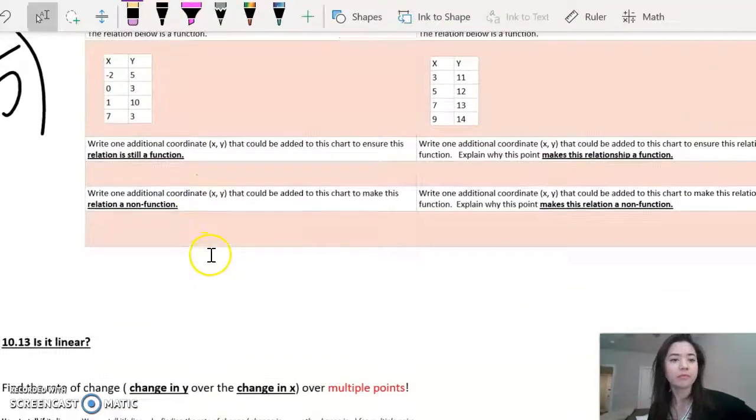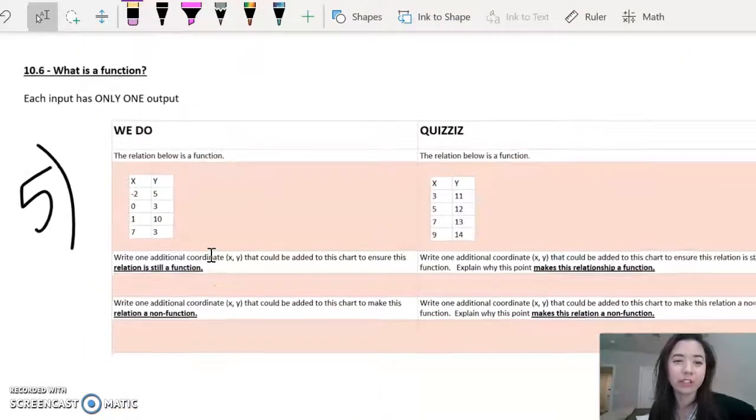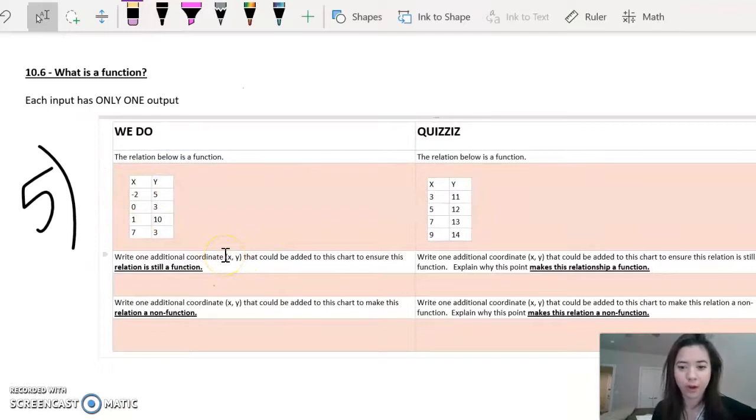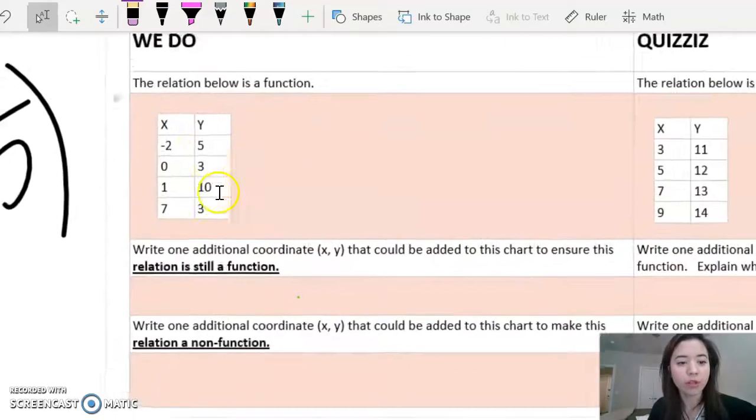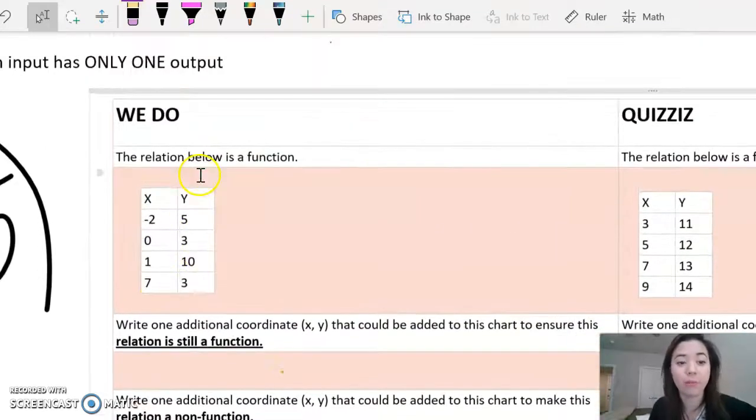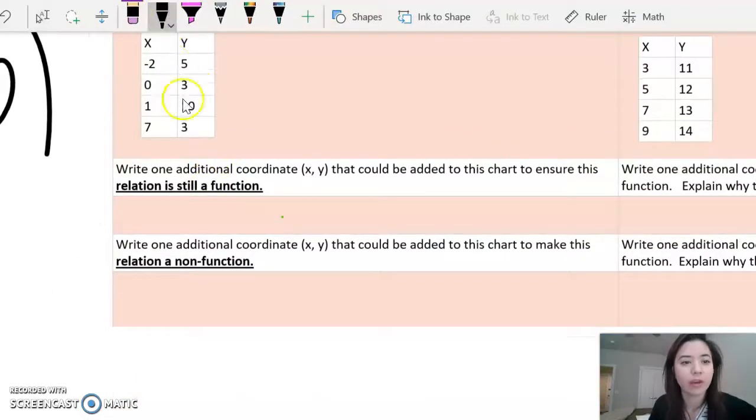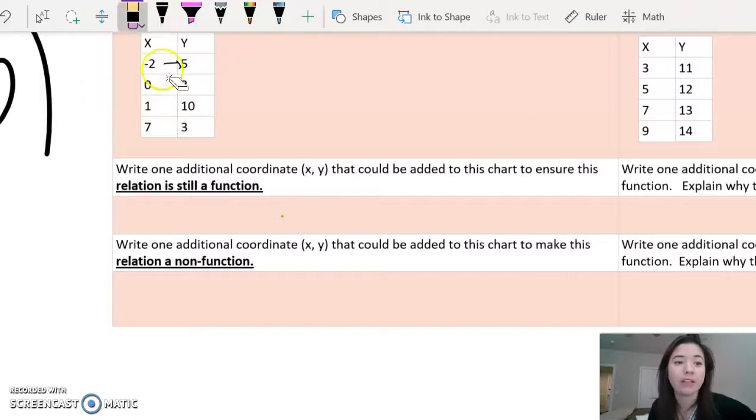All right. Next up, what is a function, and creating an ordered pair to either keep it a function or make it not a function. So we have this relation below, and right now it is a function. Remember, a function means each input has one output. So right now, -2 only has one thing out, a 5. 0 has one thing out, a 3. 1 has one thing coming out, a 10. So this one is currently a function.